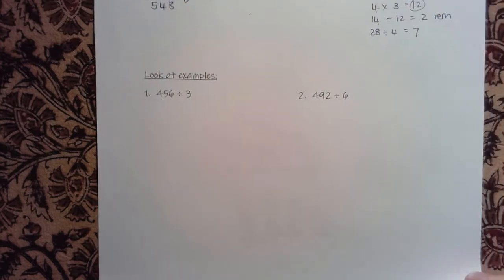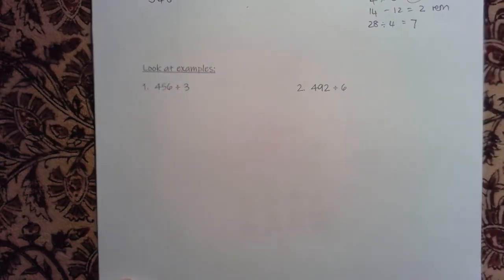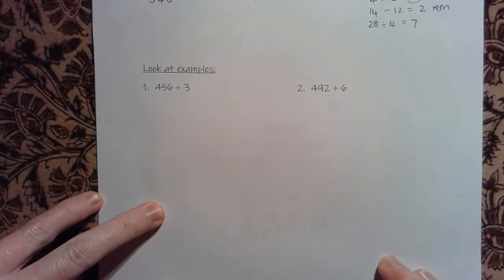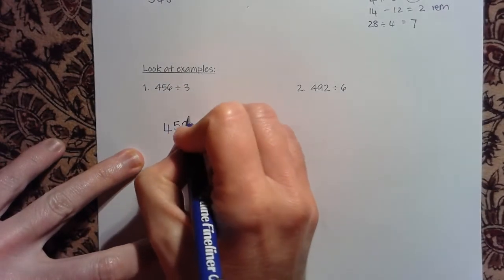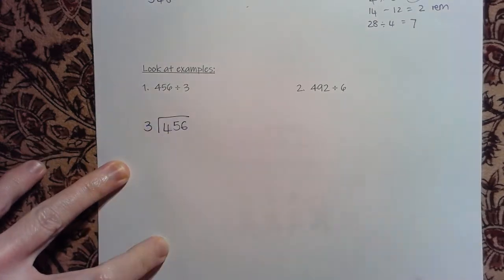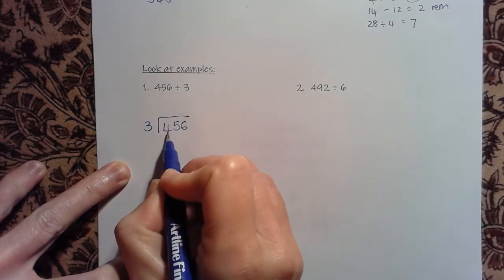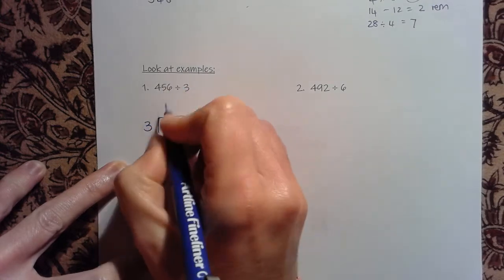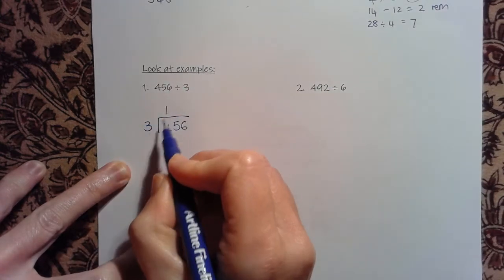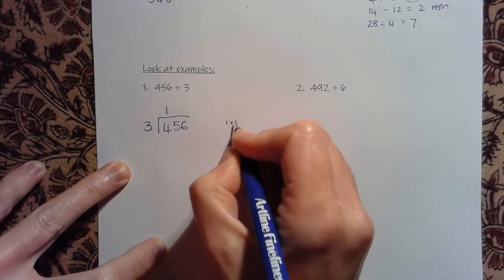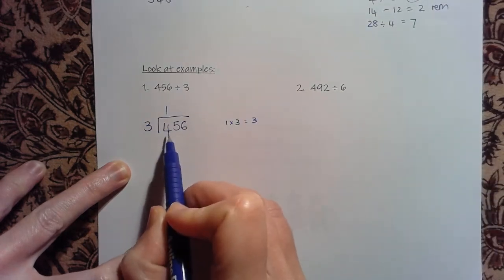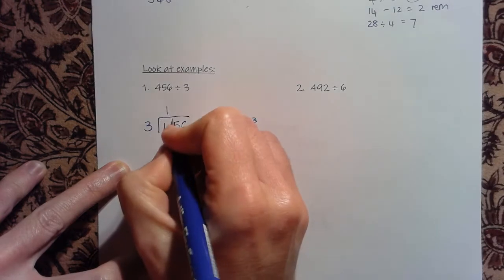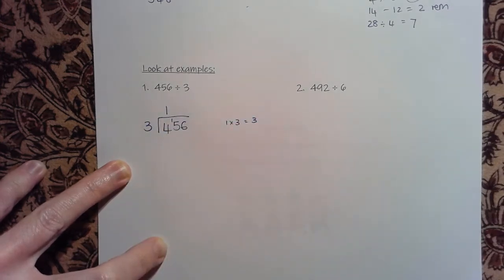So let's test it again with 2 other examples. Okay, so let's do this one: 456 divided by 3. So you ask yourself, can 3 divide into 4? Yes. How many times? Once. What is 1 times 3? 1 times 3 equals 3. So what's the difference between 4 and 3? That is 1. So I write the 1 there above the 5.